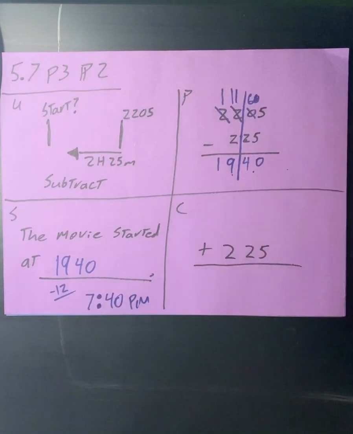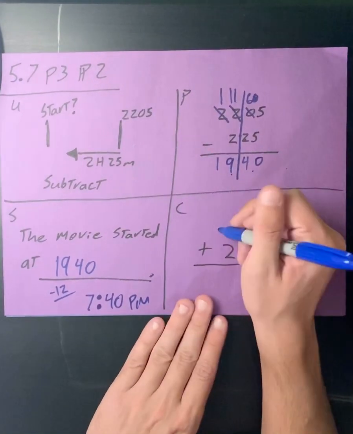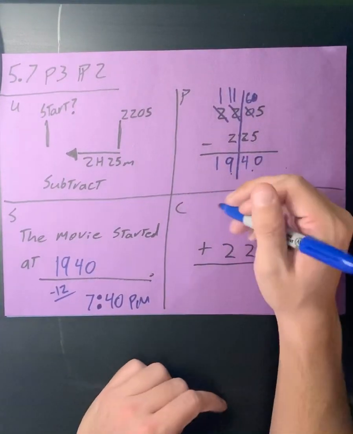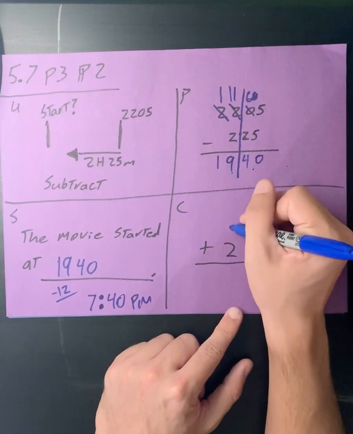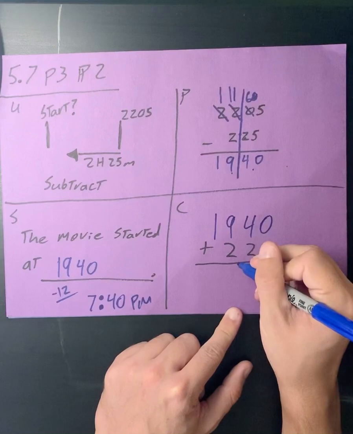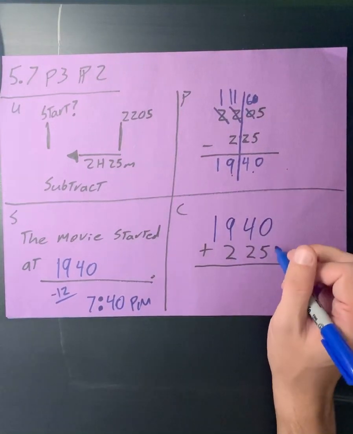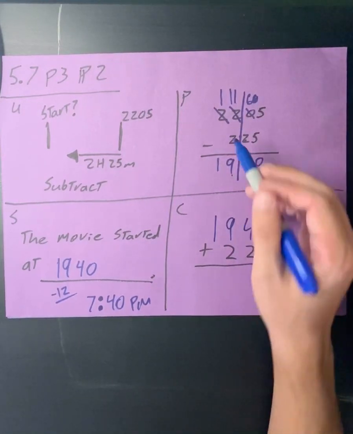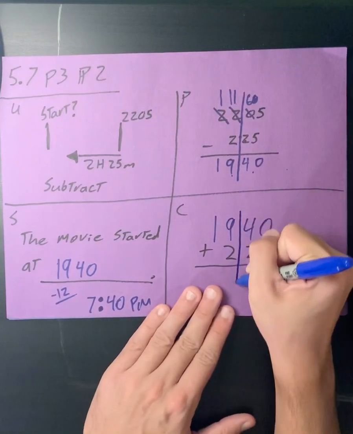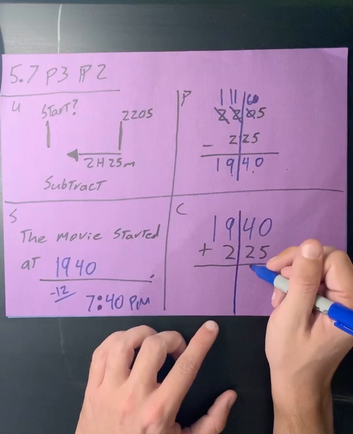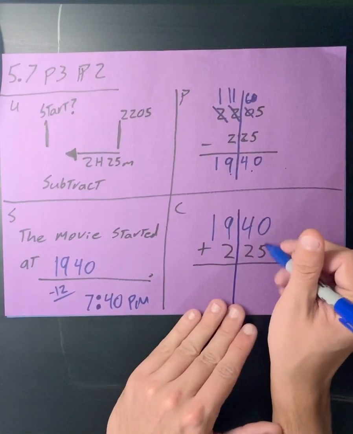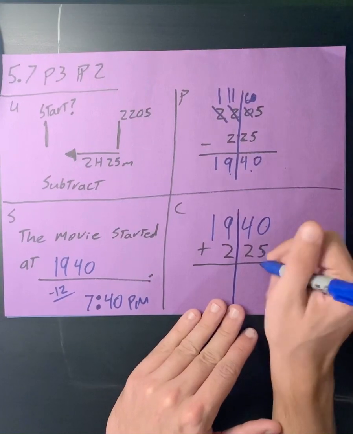To double check my work, I subtracted to get my answer. I want to add to double check my work. So I'm going to plug in my answer over the original number that I subtracted. And if this adds up to 22:05, then I've done my math correctly. I'm going to draw a line between my tens and my hundreds to separate my minutes from my hours. I'm going to start with my lowest place value. 0 plus 5 is 5.